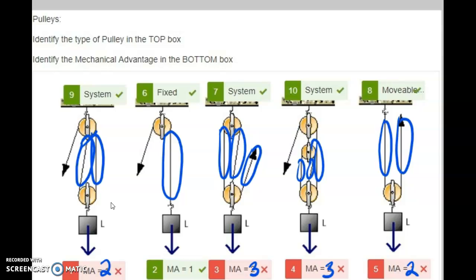Does that make a little bit more sense? So basically what you want to look at is if this extra piece of rope is going up, it counts, and if it's going down, it doesn't.